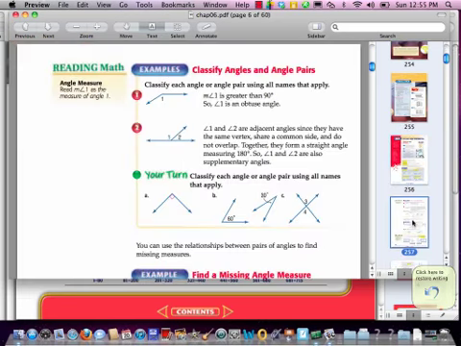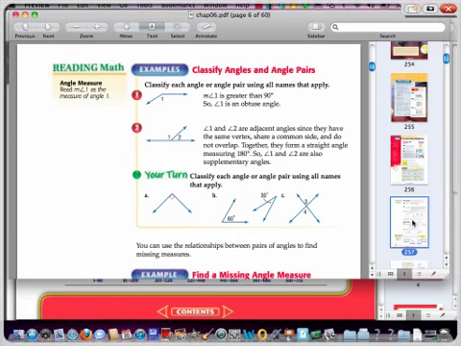All right, so let's take a look at an example. It says classify each angle or angle pair using all names that apply. If we look at angle 1, what do we know? Angle 1 is greater than 90 degrees. So if it's greater than 90 degrees, it must be an obtuse angle. There's nothing else. This is just an angle.